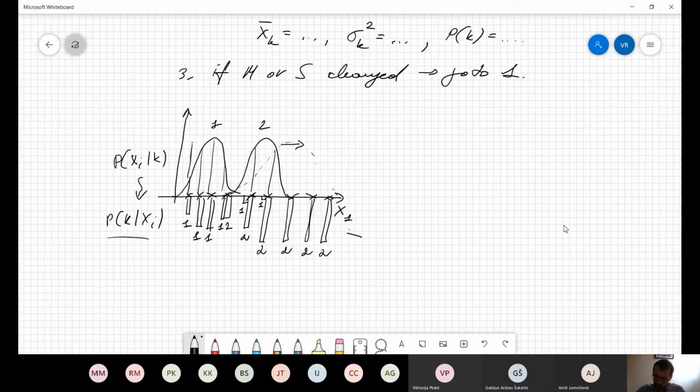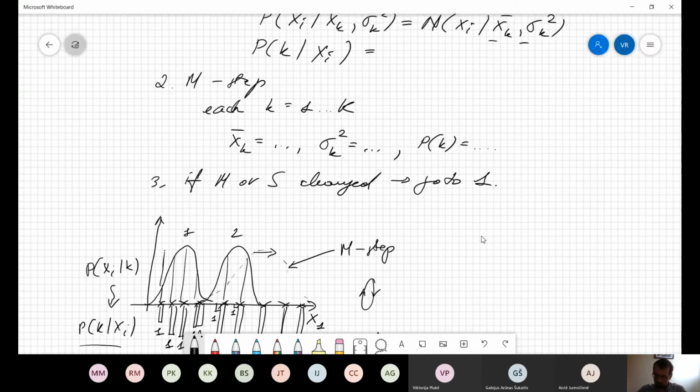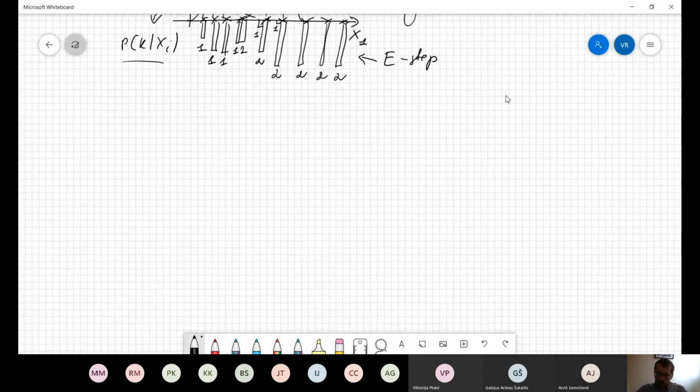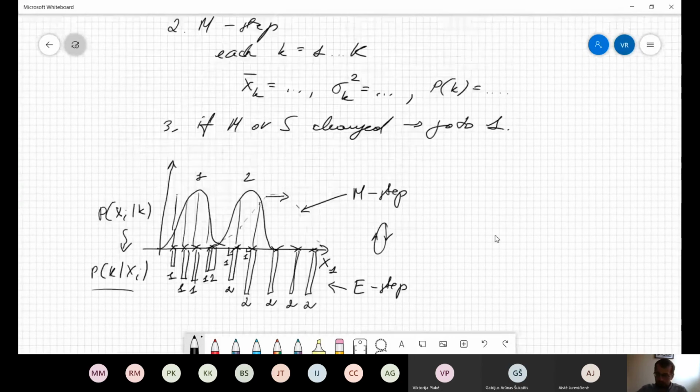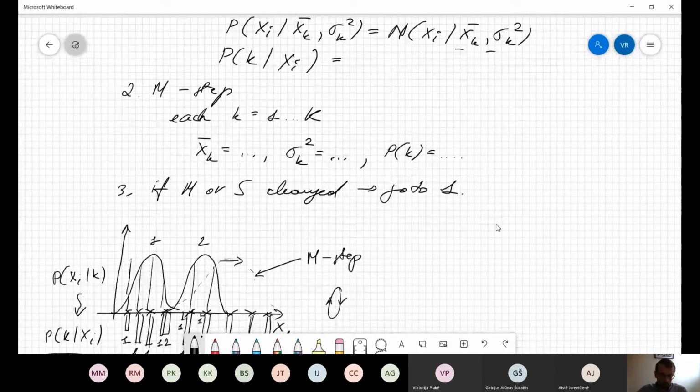These calculations are the E step, and this move is the M step. Then again we loop over until the actual convergence happens. Okay, so this was an example. I hope you understood that example.